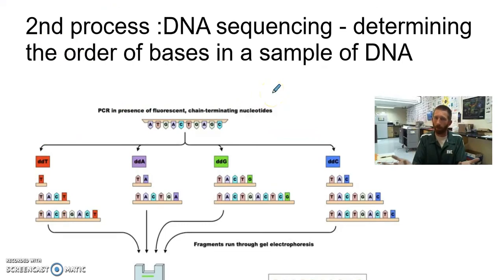So now, what can we do with this? Well, let's say that we want to determine the sequence of DNA. So we've got to do something called DNA sequencing. It's a very apt name. Determining the order of bases in a sample of DNA.